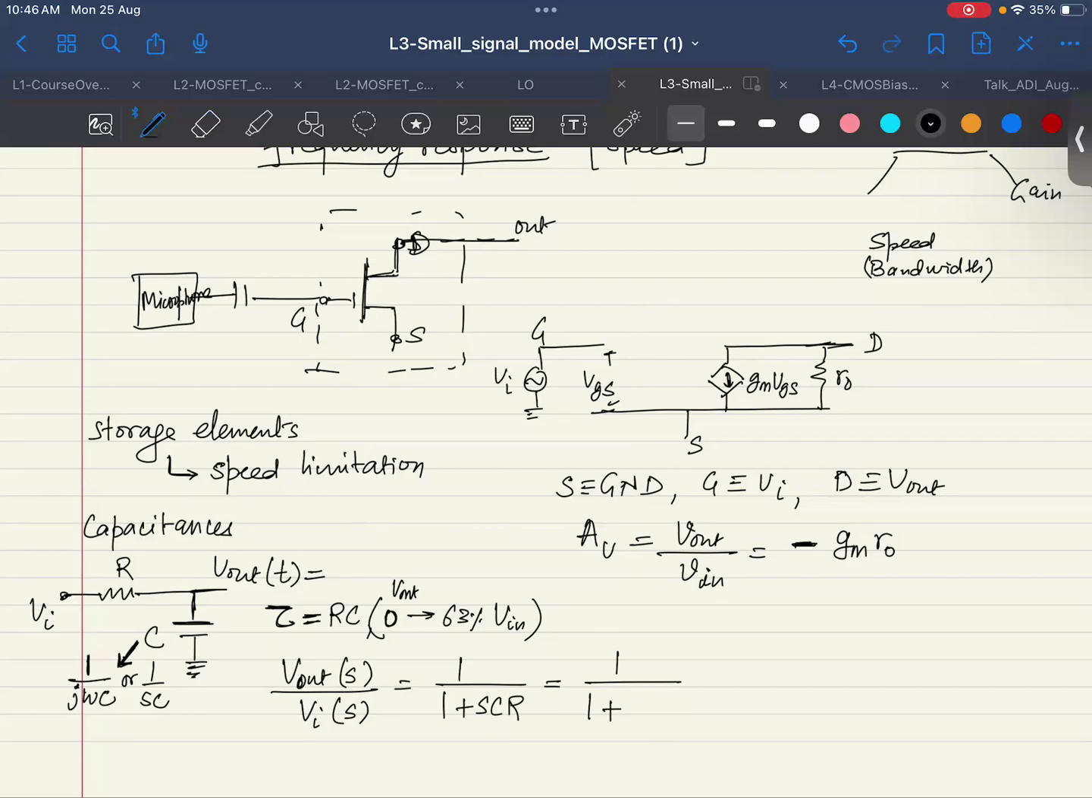So let's write in terms of S itself. This is omega naught, and omega naught is 1 by S. You see a relation between these time constants and the frequency which we are getting, right? It would become more evident. Let me just divide this here.